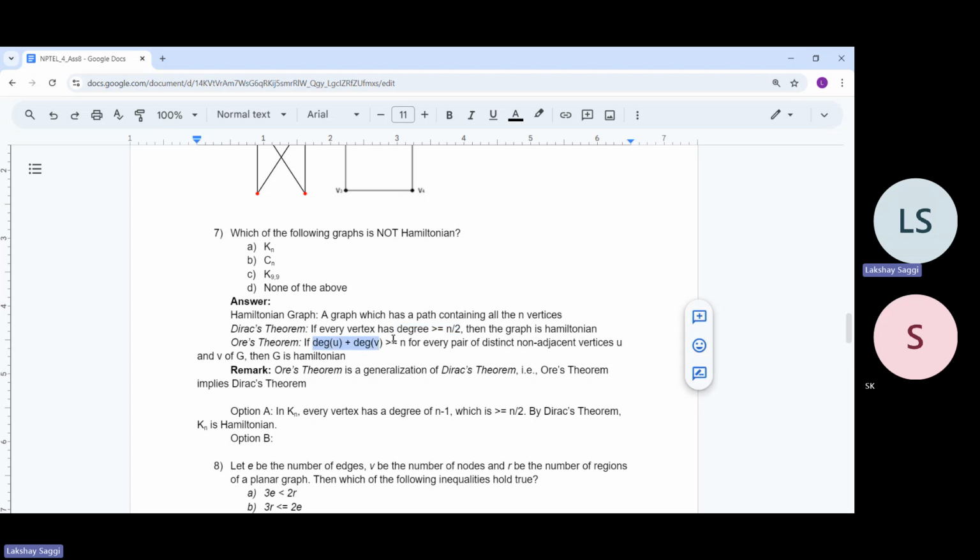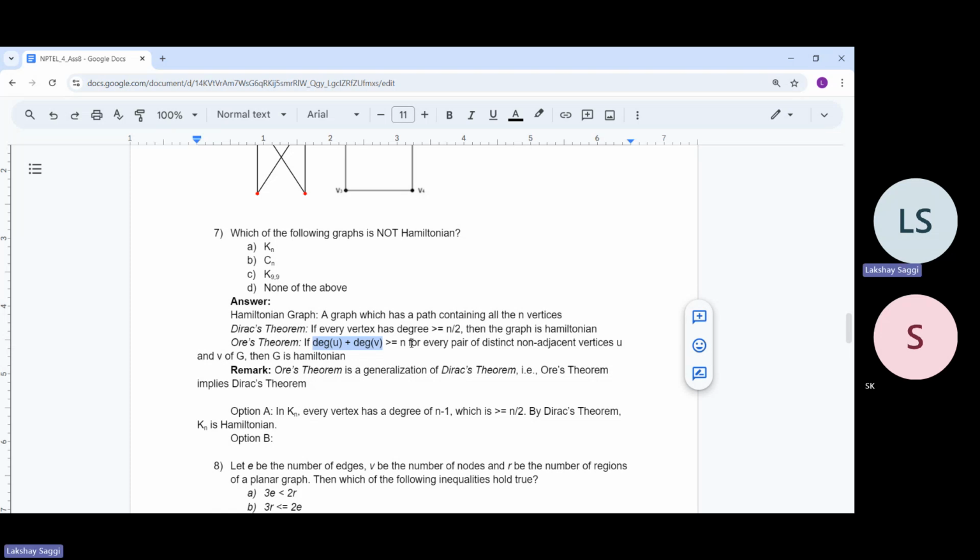Similarly, we cannot apply Ore's theorem, because the degree of u and the degree of v will always be 2 and 2. In a cyclic graph, every vertex has a degree of 2. So this sum will always be equal to 4, and this need not be greater than or equal to n, right? If there are, let's say, 5 vertices or 6 vertices, then this sum won't be greater than or equal to n. So by Dirac's or Ore's theorem, we cannot say that Cn is Hamiltonian.